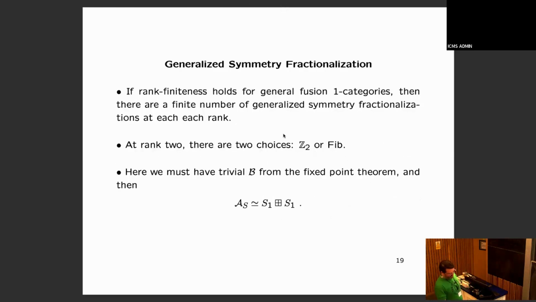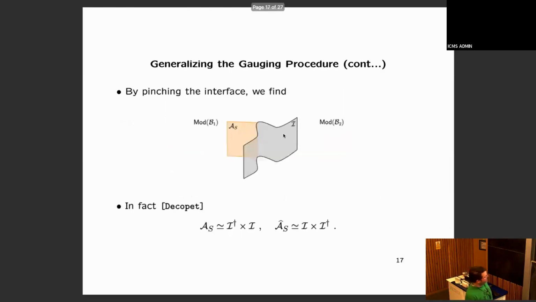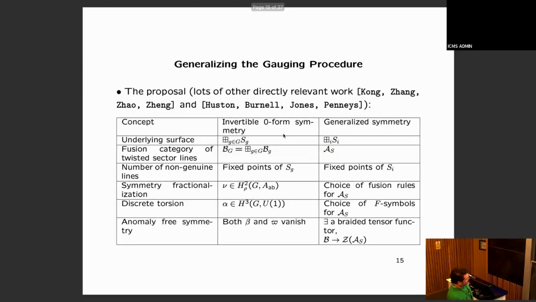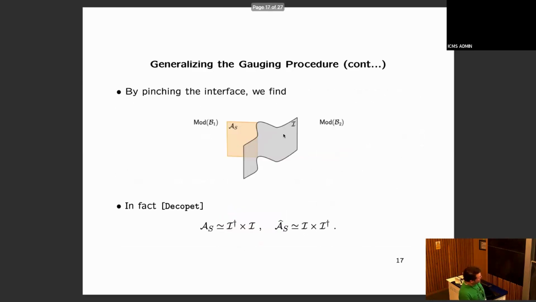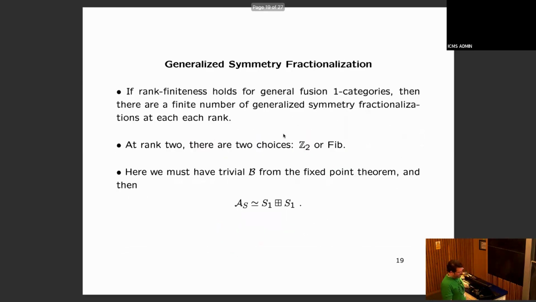And in the language of this generalized symmetry fractionalization, I would think about these 2 choices, Z2 or Fib, as different examples of this fractionalization. So I don't know if you want to think of these as different classes of some kind of generalized homology. I'm not quite sure how to think about that, but something like that.